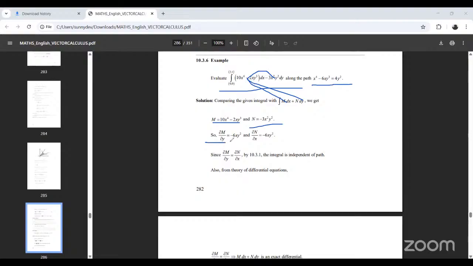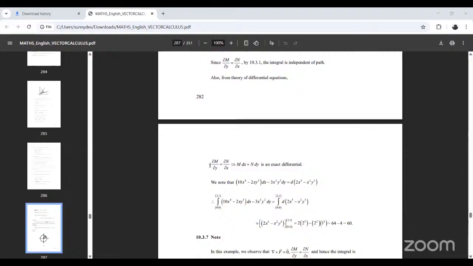Okay. So dou M by dou y is minus 6xy square and dou N by dou x is minus 6xy square. Since dou M by dou y equals dou N by dou x, the integral is independent of path. Hence, from the theory of differential equations, we can say this is an exact differential equation. At UG level, in the second semester, we have differential equations, exact differential equations.